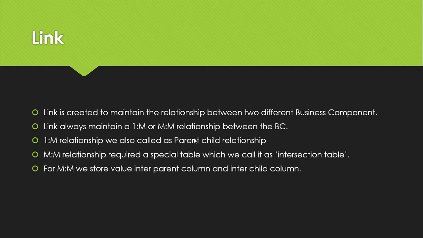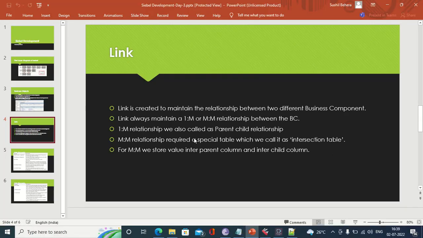Now coming to M is to M relationship. We have to understand what an M is to M relationship is. It means the relationship can be established bidirectionally. What does that mean? If we look from the parent, one parent can have multiple children, and one child can have multiple parents. In that case we call it an M is to M relationship.